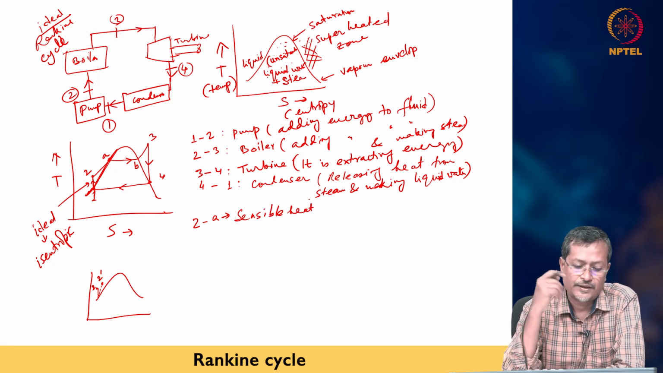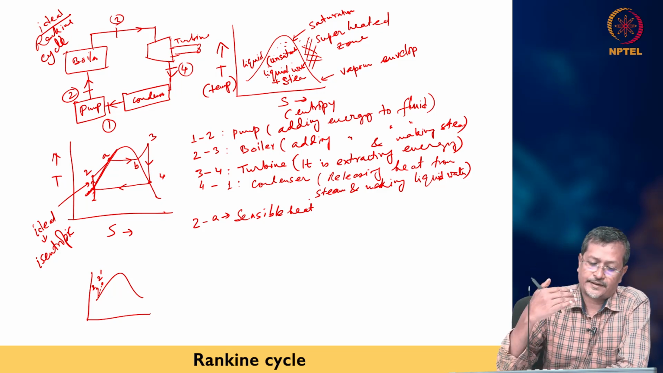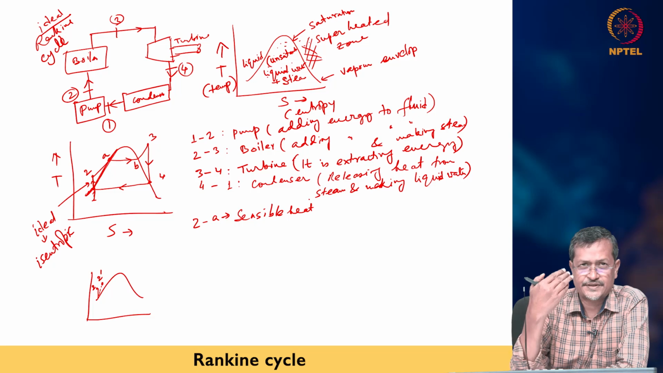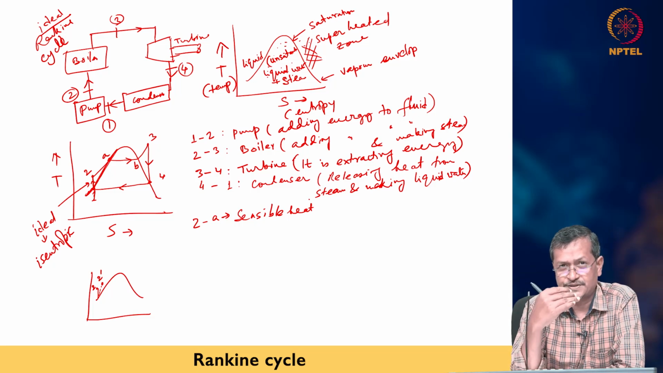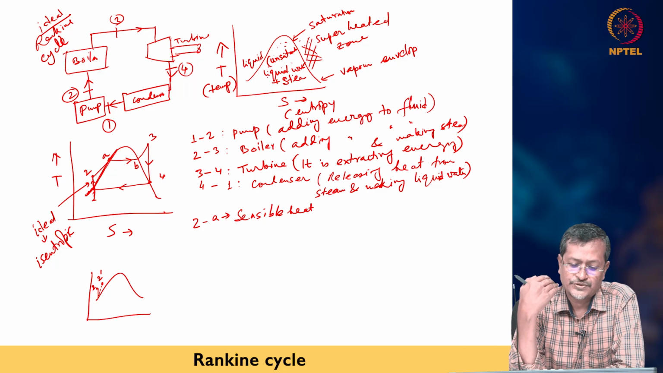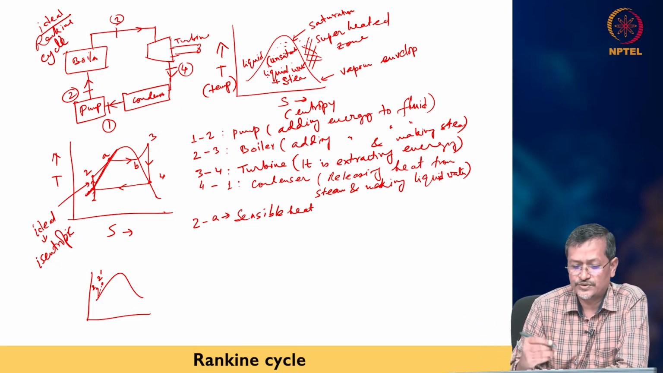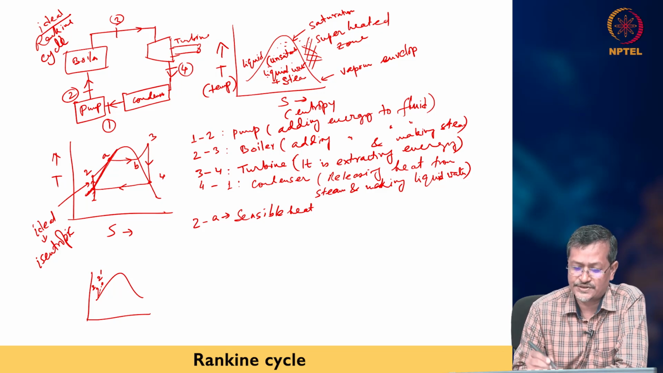Sensible heat addition. You have water at 2, the pump gave some water, maybe say at 40 °C, but it must reach 100 °C, then it will start boiling at 1 atmospheric pressure, right? So to reach 100 °C at 1 atmosphere pressure, you have to give a certain amount of energy. That is called sensible heating. Using a thermometer, you can measure that. So 2 to A is a sensible heating process, and A to B, phase change occurs.